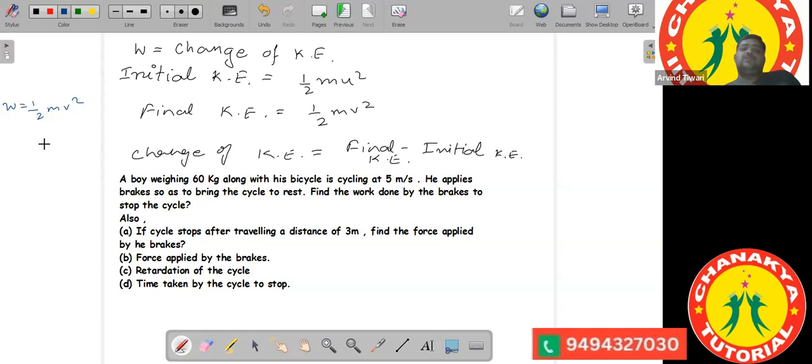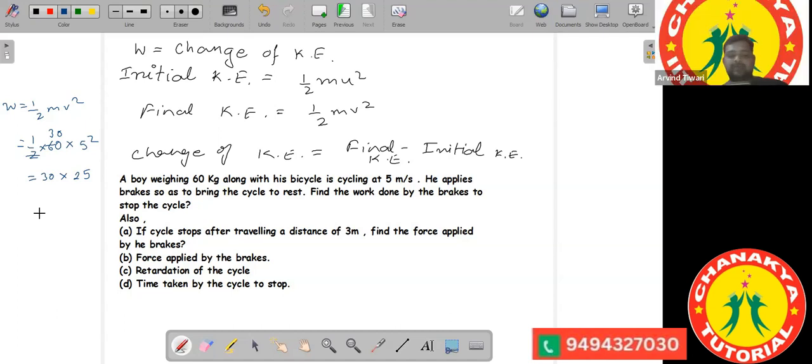You just need to substitute the values. Substitute here 1 by 2, multiply mass, which is 60, multiply v squared, v is 5, so square of 5. See, cancel this, it becomes 30. You have 30 multiplied by 5 squared, and 5 squared is 25. So what is the answer? 750.